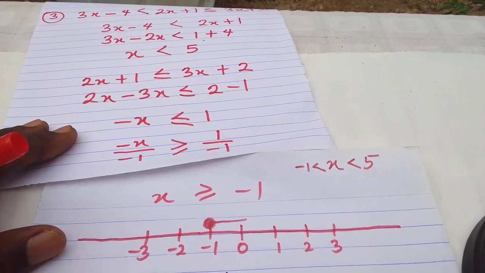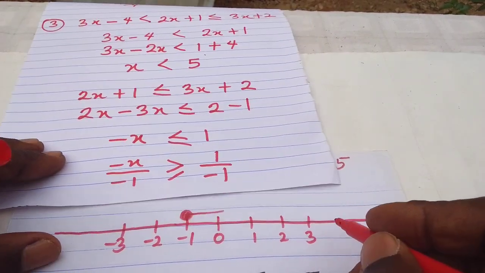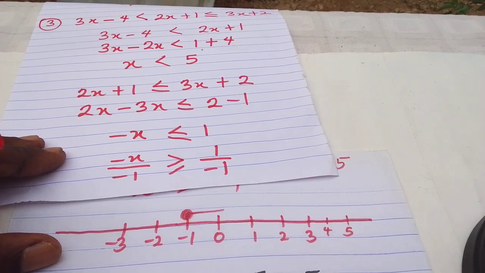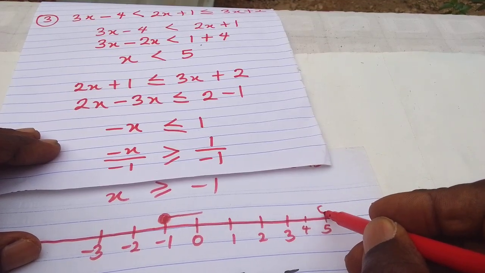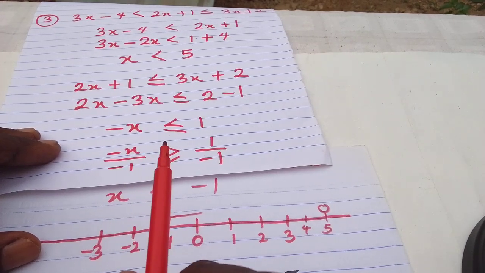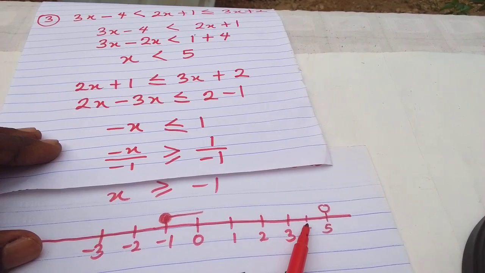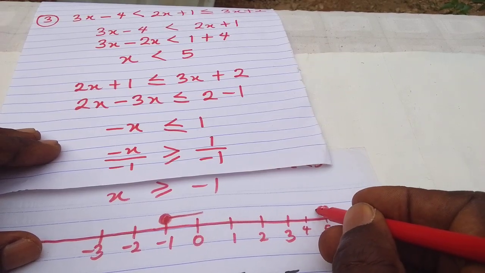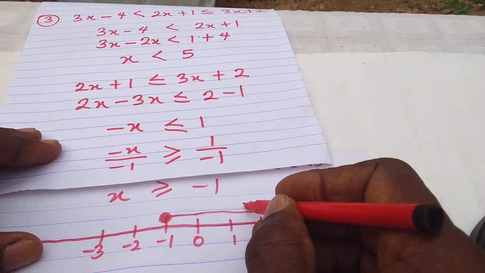Then what does the other one say? The other one said x is less than 5. So this is 4, 5. You will come to 5. You draw your circle on 5. Because that one is just x less than 5, there is no equality sign, you do not shade. 4 is less than 5. 3 is less than 5. So that means the arrow will face like this. So it will meet the other one here.